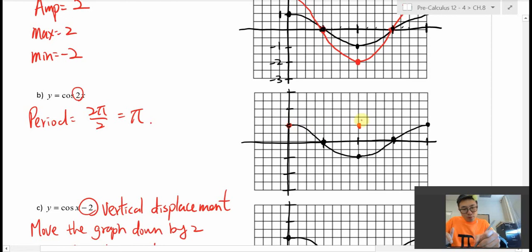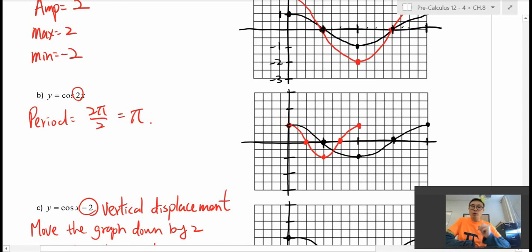Halfway between the maximums is the minimum. So halfway in between 0 and pi is pi over 2, and the minimum is at -1 right there, at pi over 2 for the x value. And again, halfway between the maximum and minimum, you should have a 0. So here is the minimum, here's the middle between max and min, so that's a 0. And there is your cosine graph.